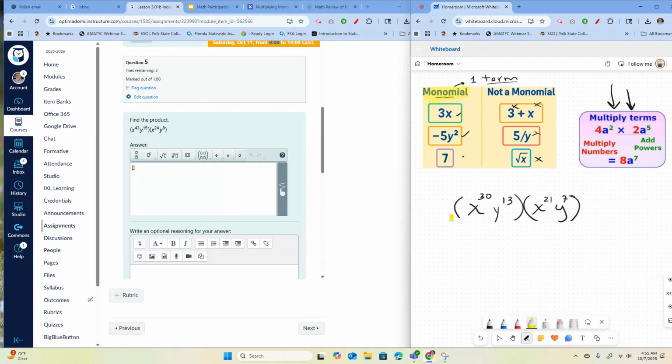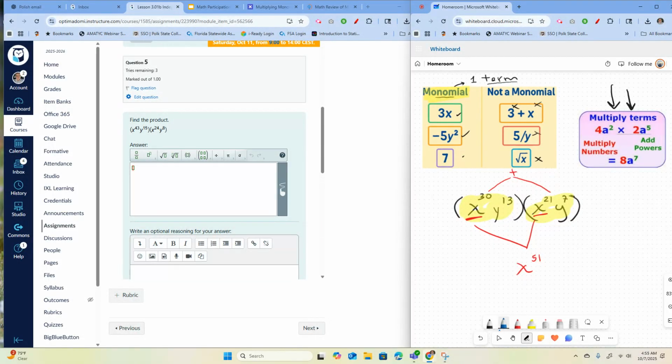So again, remember what I said. Everything inside the parentheses is what we call a monomial. We only have one term in each parentheses, all right? How do we multiply this? We're going to multiply the letters that are the same. So I'm going to multiply the x's with the x's. I'm going to keep the x. And what I'm going to do with the exponents 30 and 21 is add them. And 30 plus 21 gives you 51. That's by the product rule of exponents, but I'm doing it only with the x's.